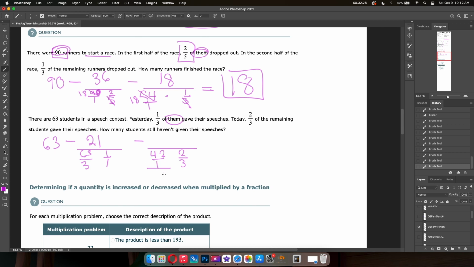42 over 1. Now, does that simplify? Does 42 and 3 divide evenly? It does. So I'm going to bait and switch for a second. I'm going to switch that to a 3. I'm going to switch that to a 1. What is 42 divided by 3? 14. And what is over 1? What is 14 times 2? 28. Okay, and what is 42 minus 28? That is going to be 14. 14 are left.